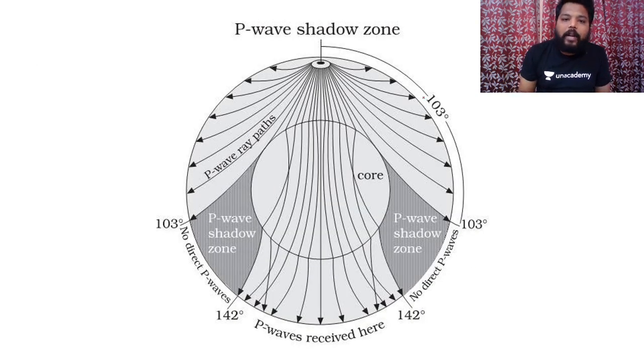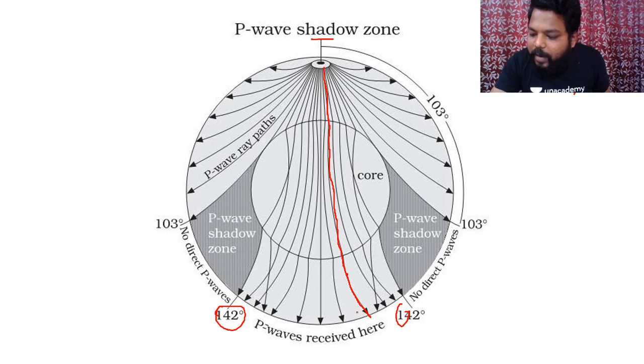And next we tried to pass P waves through it. When we passed P waves through the interior beyond 2900 kilometers, we saw the passage of these P waves, but there was some deflection in speed, and these P waves came onto the Earth's surface at somewhere around 142 degrees. So these P waves were received at an angle of 142 degrees, clear.